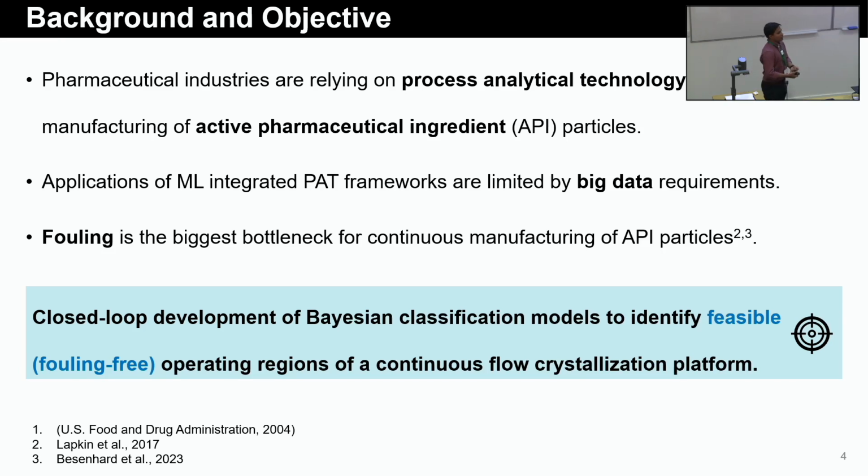The application I'm going to talk about in this presentation is the continuous manufacturing of API particles. There, fouling is one of the biggest bottlenecks. As we are handling suspensions within the flow systems, there is always a greater chance for the particles to settle down, and this can block the entire system, and it will be very expensive then to clean up everything. So in this talk, we are trying to develop a Bayesian classification model to identify the feasible operating space which is free from fouling for a continuous flow crystallization platform.